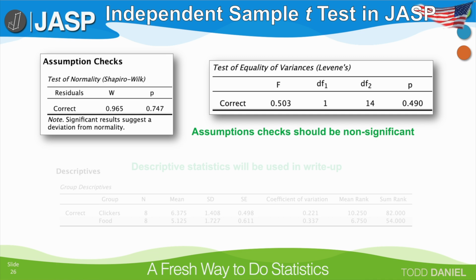And what do we see? A p-value of 0.74 that is non-significant. In other words, 0.74 would be greater than 0.05. There is no problem with normality in this test. Then we look for the Levene's test for the equality of variances. And again, the p-value is non-significant. In this case, it's 0.49.